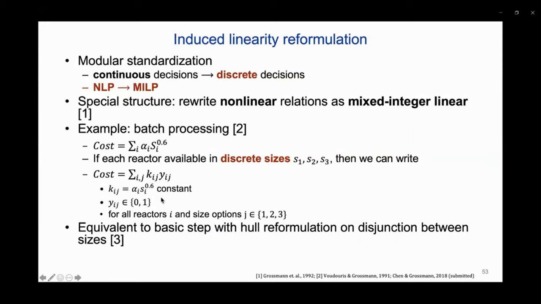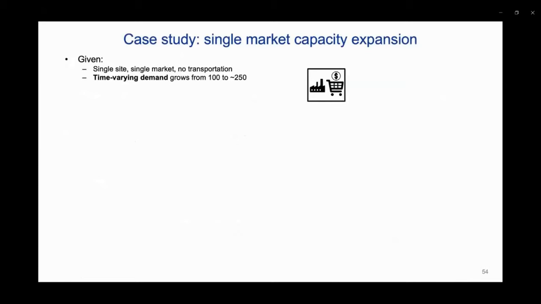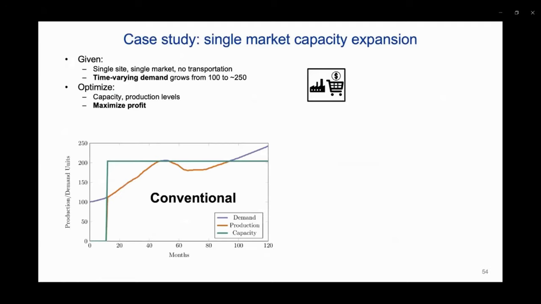So interestingly enough, modular design problems in that sense make the problem somewhat easier to solve because they induce linearity into the problem. So here we had first a simple market capacity expansion problem where you want to optimize the capacity, well, the thermal capacity, to maximize profit. And the point here: if you have a conventional plant, so for example, let's say here we're plotting the demand versus time.